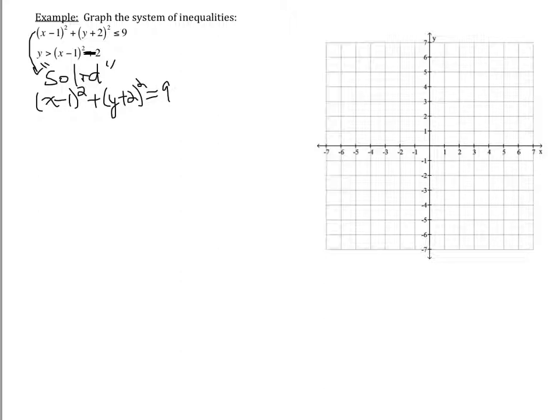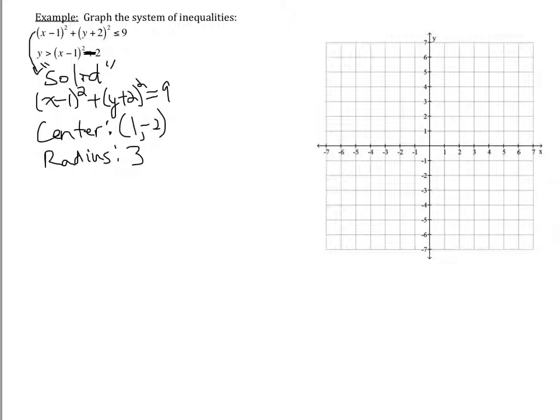Again, that follows the standard form of the equation of a circle. The center, remember, it's always (x − h)² + (y − k)², so my center is the point (1, −2). And our r² is always sitting on the right-hand side, and the number that I squared to get 9 is 3. So I have a circle with the center at the point (1, −2), with a radius of 3.